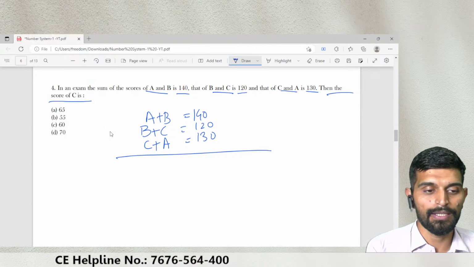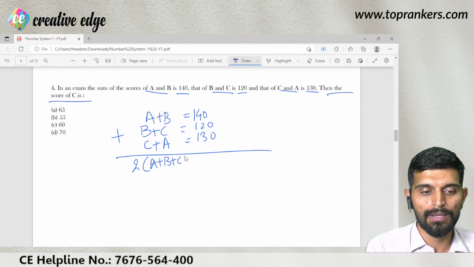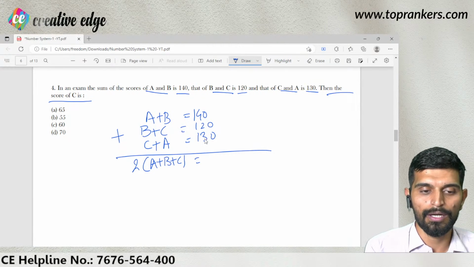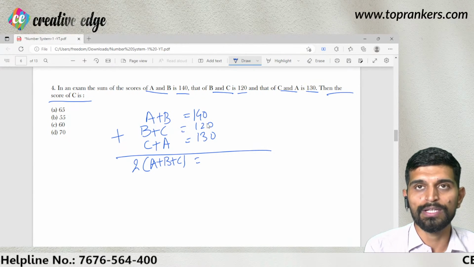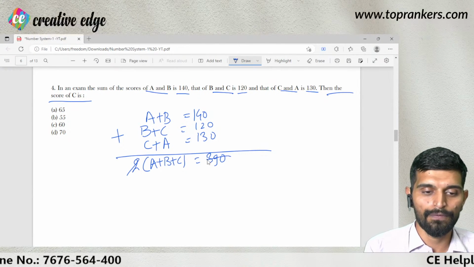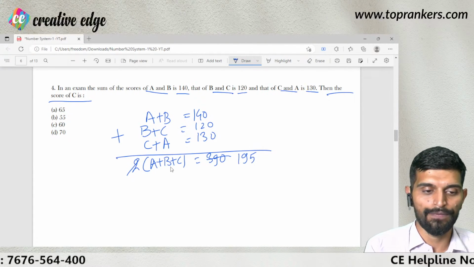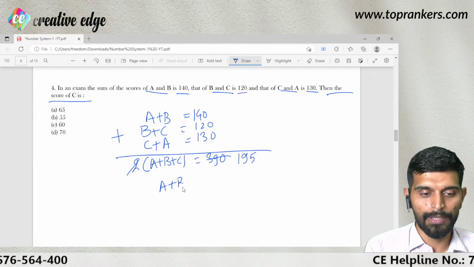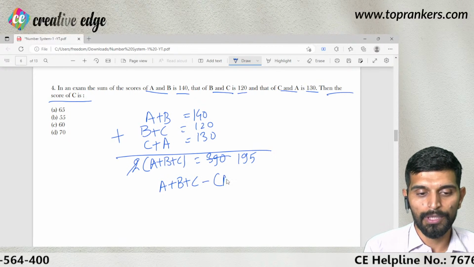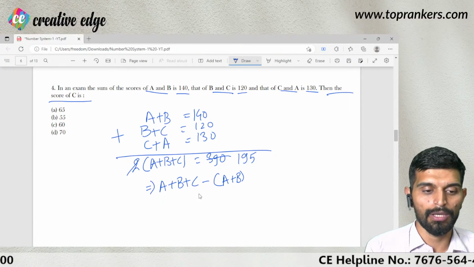So let's add them all. That will give you 2 times A plus B plus C. That is 100, 100, 100, 300, 40, 20, 60 plus 30, 90. That is 390. And the sum of A, B, and C will be 195. So if we need to determine the value of C, we must subtract the sum of A and B from the sum of A, B, and C.